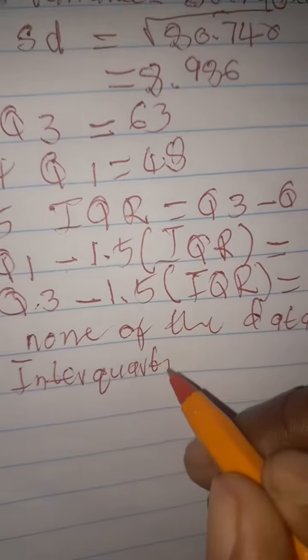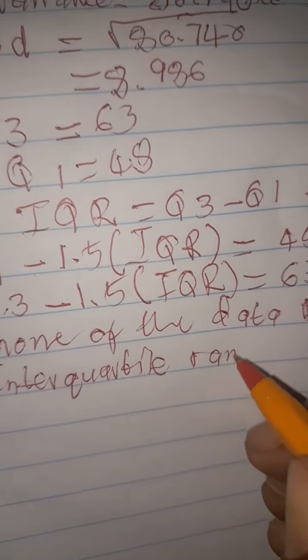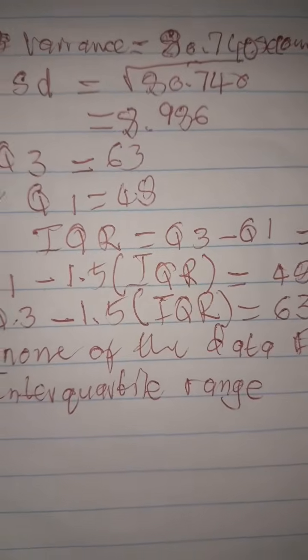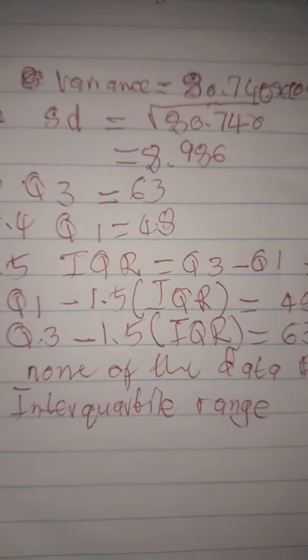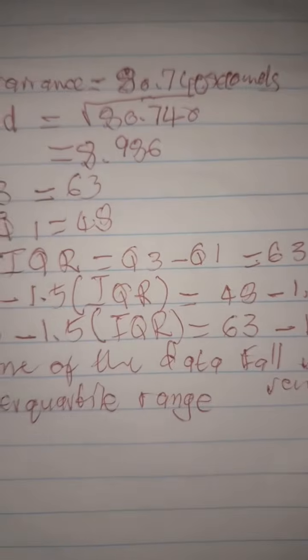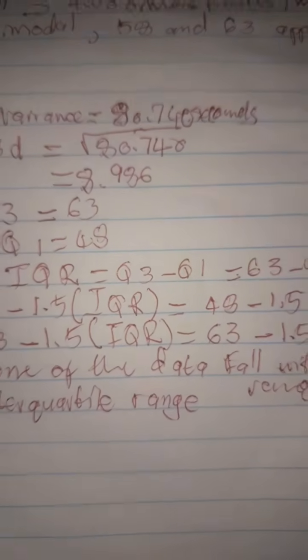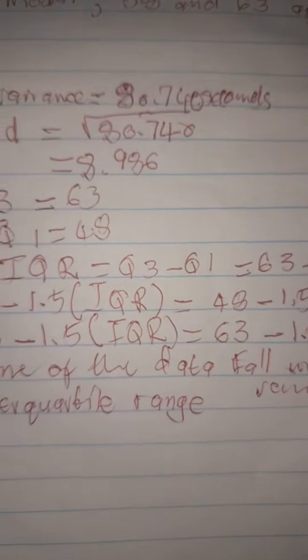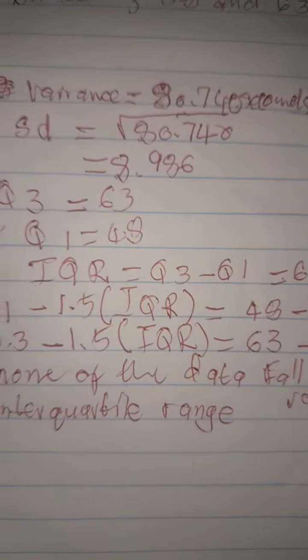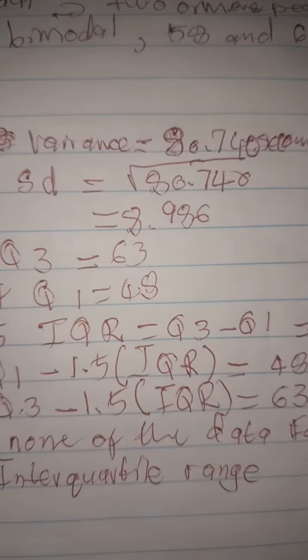Interquartile range. I'll explain why. The range is less affected by the extremes in this case. So we could say in the interquartile range, the range is less affected by the extremes, or outliers, unlike the standard deviation in this case, right? So that's how it should be.